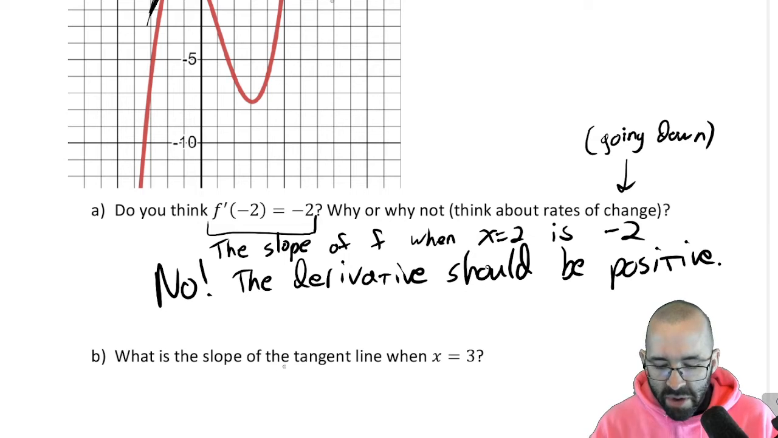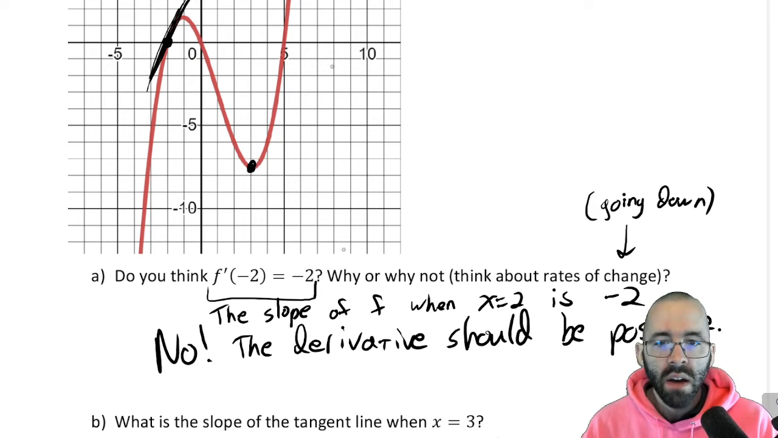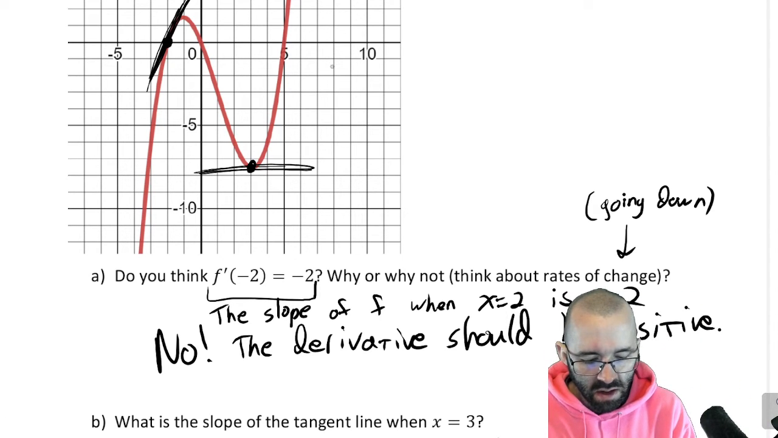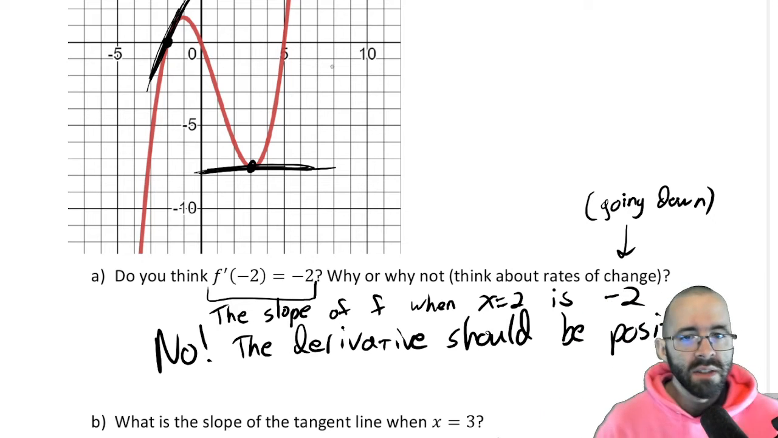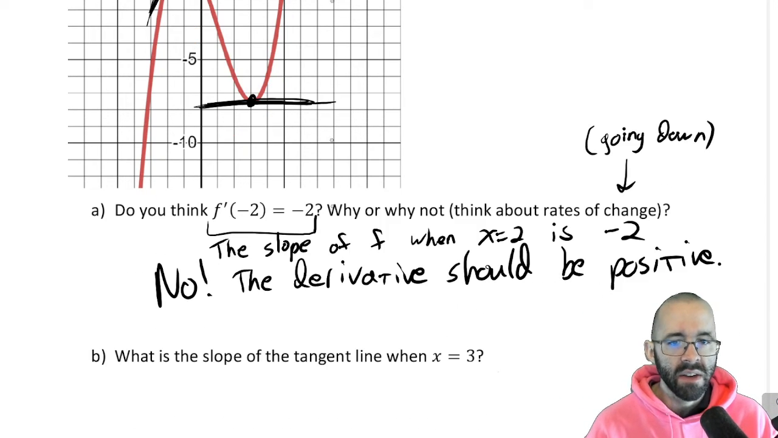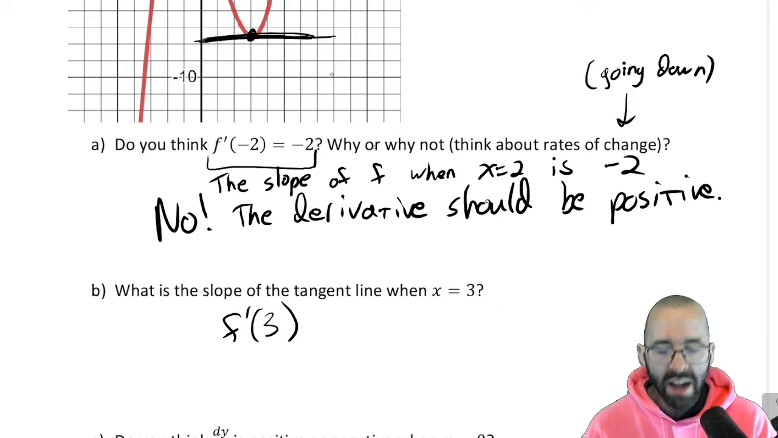What do we think the slope of the tangent line is when x is equal to 3? Well, x is equal to 3, that's right here. Well, it looks to be 0, or maybe close to 0. All right, this is kind of what our tangent line looks like here, no? Maybe it's a little negative, I don't know.